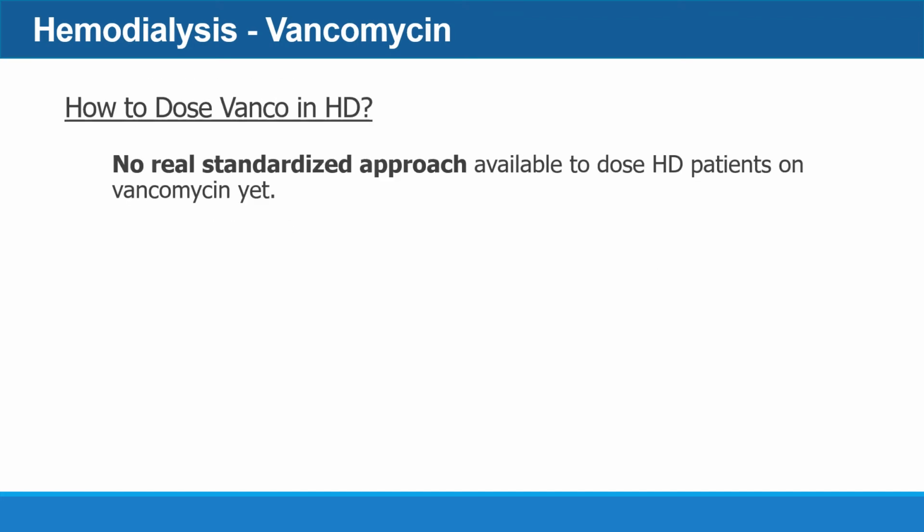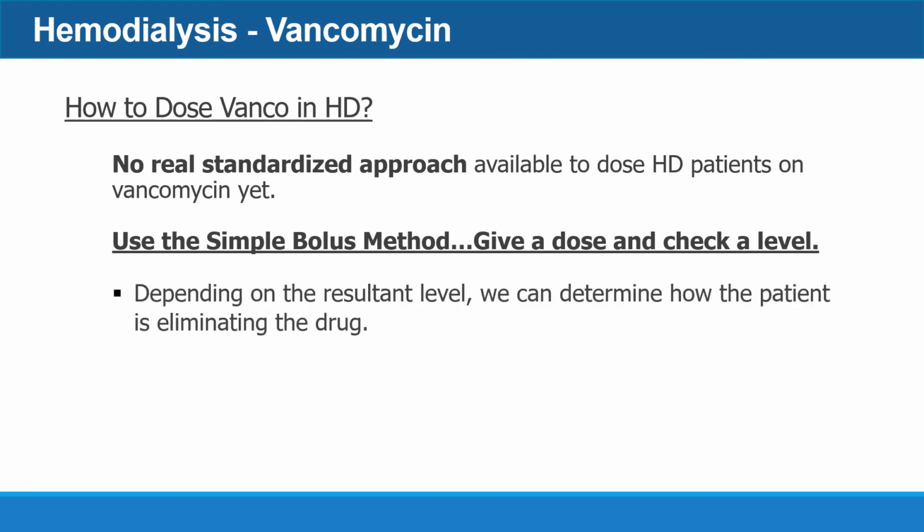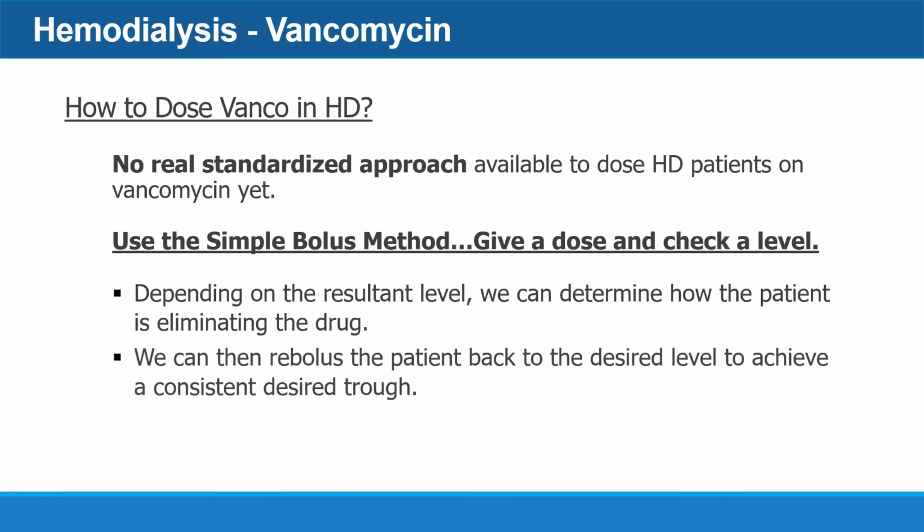So how do we dose vancomycin in hemodialysis? Well, there's no real standardized approach that's accepted by everyone. So we'll use the simple bolus method. We give a dose and we check a level. Depending on the resultant level, we can then determine how the patient is eliminating the drug. We can then rebolus the patient back to the desired level to achieve a consistent desired trough.